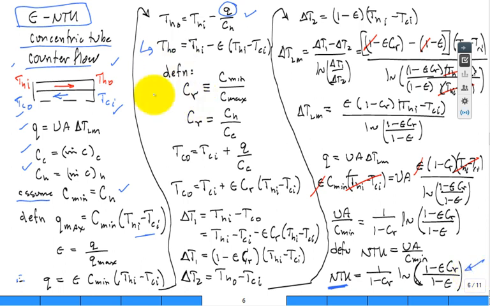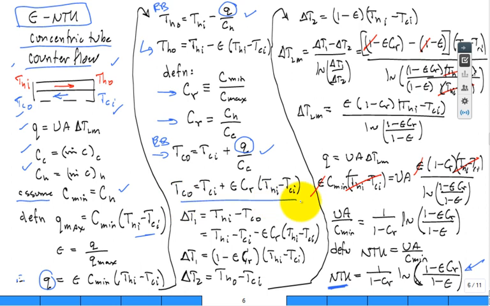Okay, you define C sub R, and for this problem, because hot was the minimum, it's hot over cold. And the cold fluid outlet temperature from an energy balance, just like this was the energy balance of the hot fluid, is the energy balance of the cold fluid. This gives you the equation for T cold out. You see that Q, what do you want to do? Replace it with there, and you get another equation.